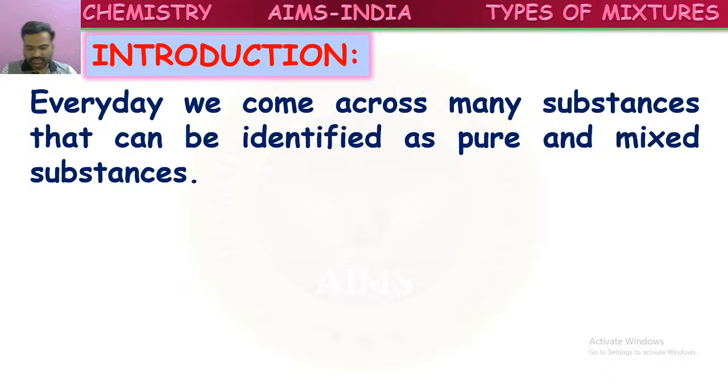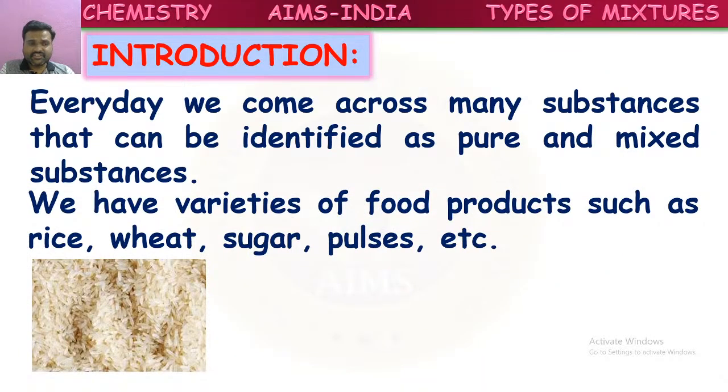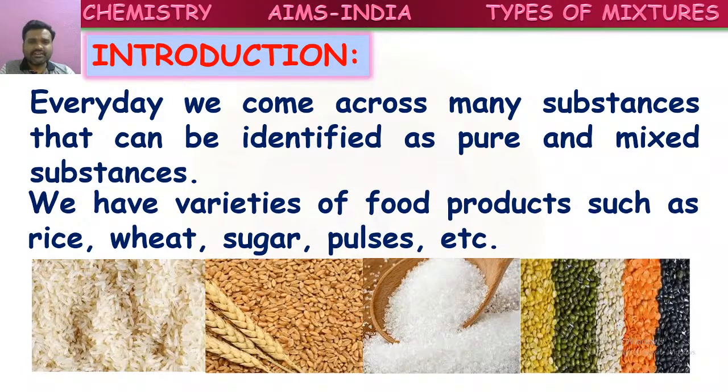So that we are going to see now in our topic, mixtures and pure substances. We have varieties of food products such as rice, as I told, wheat, sugar, pulses. These are all different types of substances or food products which we see in our daily life. Are these all pure substances or mixtures? Try to segregate them into pure and impure substances. Anyhow, we are going to discuss that now.